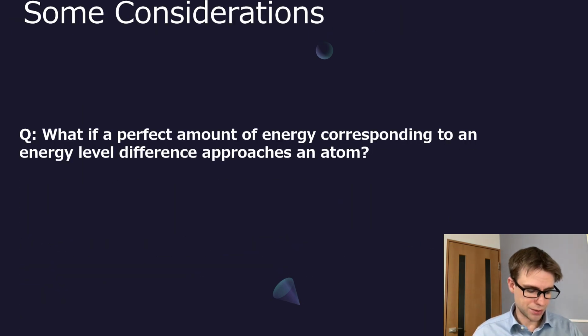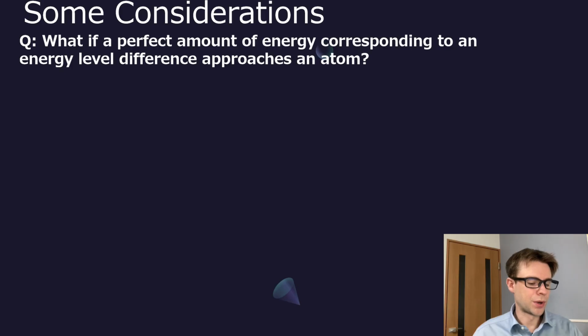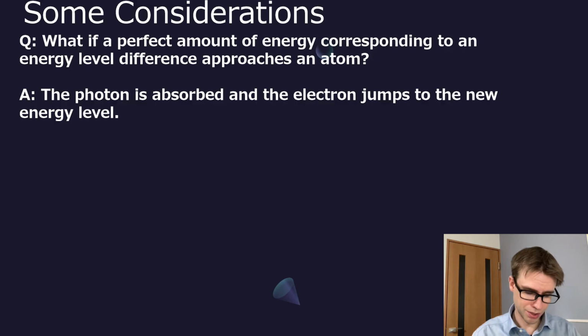Alright, so some considerations. Question: if a perfect amount of energy corresponding to an energy level difference approaches an atom, what happens, assuming there's an electron in there? Answer: the photon is absorbed, the electron jumps to the new energy level. Absorption of a photon.